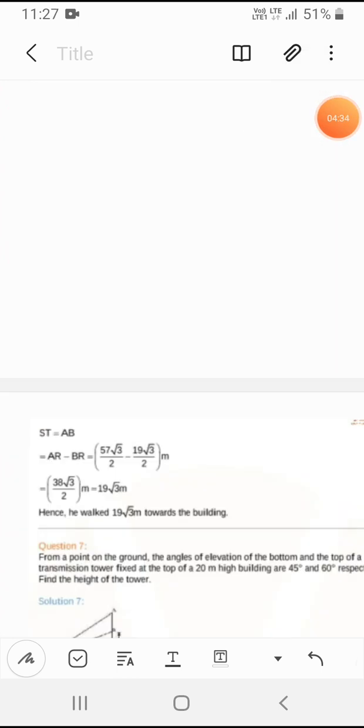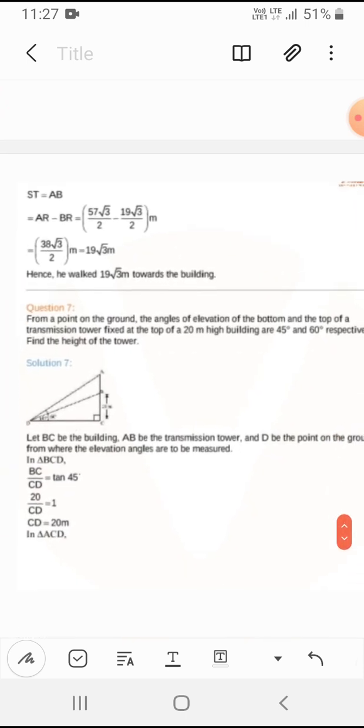And next we have to subtract: 57 root 3 by 2 minus 19 root 3 by 2. When we subtract that we get 38 root 3 by 2. The distance is equal to 19 root 3, which is the answer we get when we solve that.